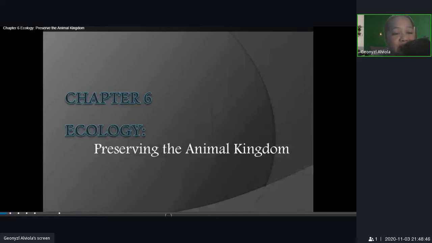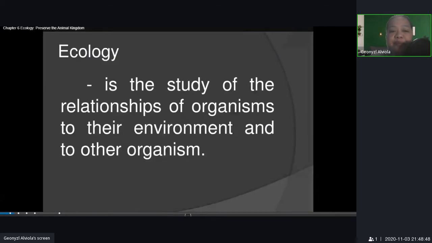So this is chapter 6, Ecology: Preserving the Animal Kingdom. When we deal with ecology, it is the study of the relationship of organisms to their environment and to the other organisms. So this is not only studying the environment but also the interaction of living organisms with other biotic factors, and at the same time, how the organism reacts to the abiotic components found within the environment.